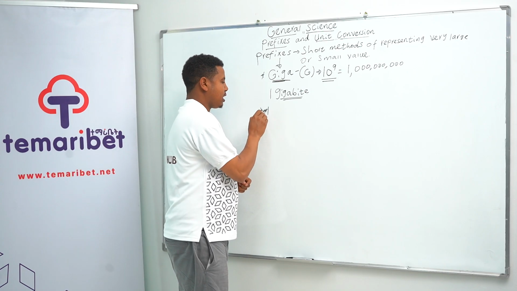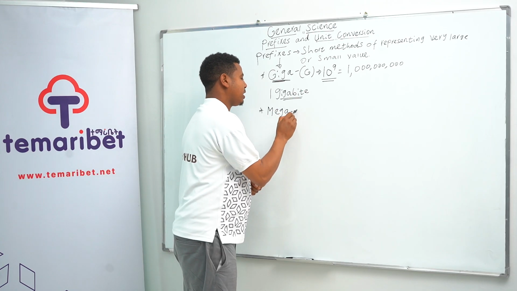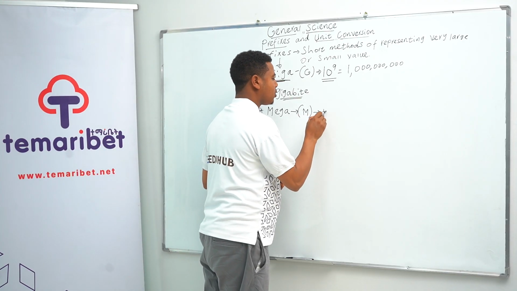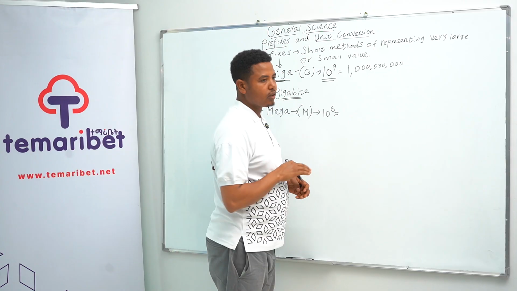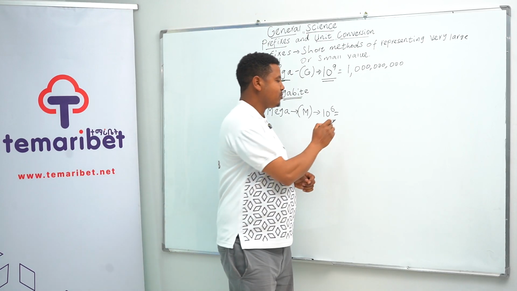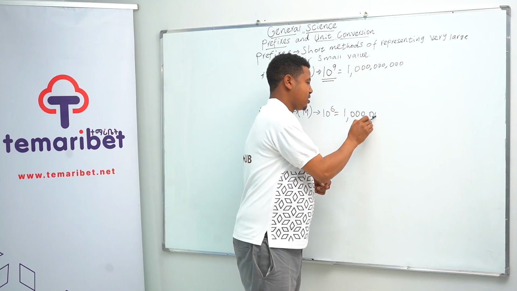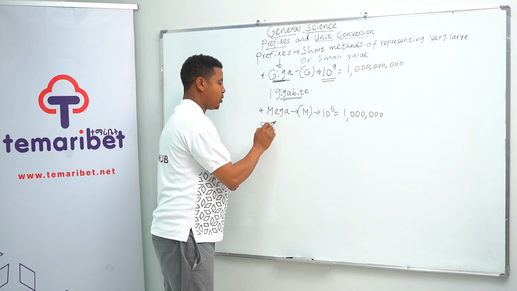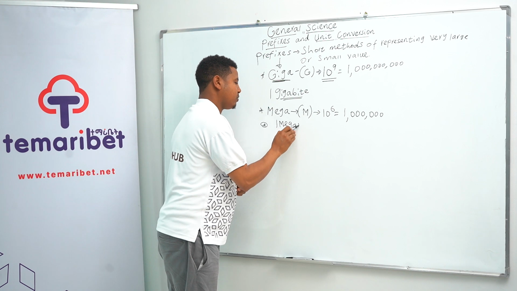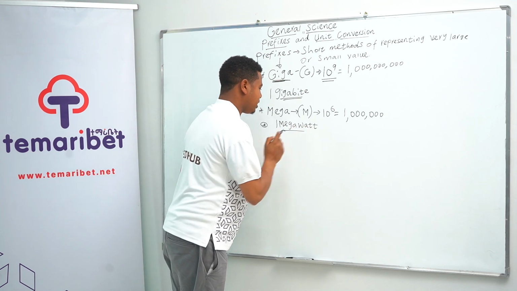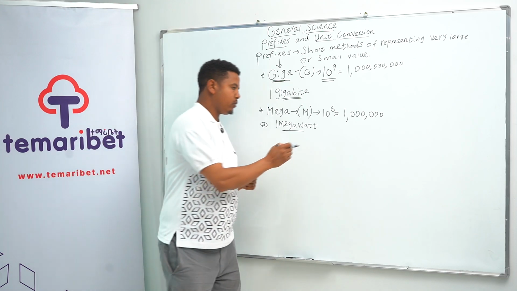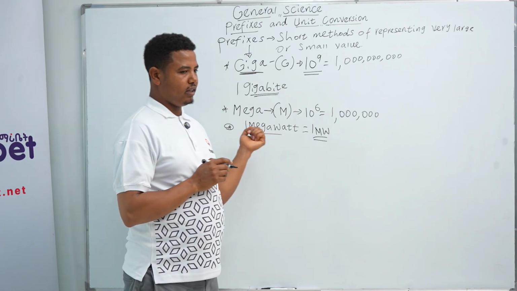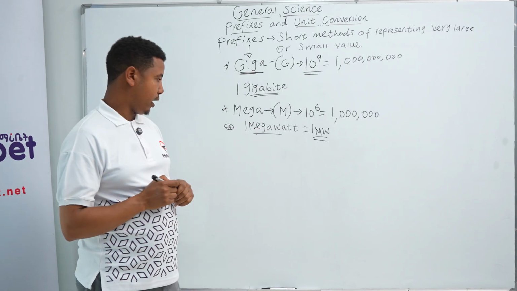The other one is mega. Mega in short, it's written as M, which is 10 to the power of 6, or when there is 6 zeros next to 1, which is equivalent to 1 million. So for example, here we can say that 1 megawatt. If we say 1 megawatt, we are saying that 1 million watt. Easily we can write as 1 MW. So the prefix help us to interpret the value in short way.